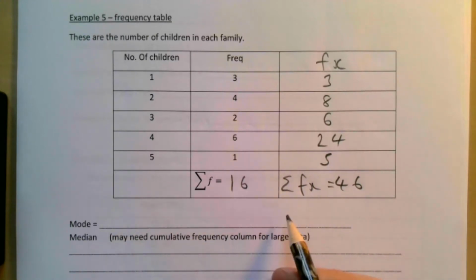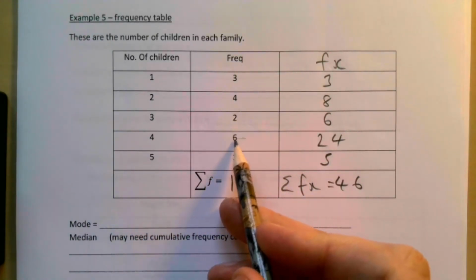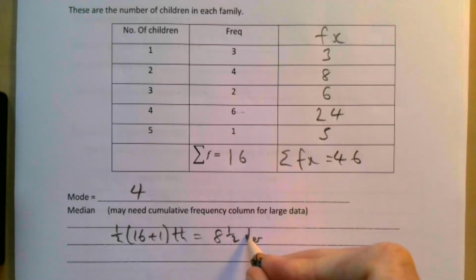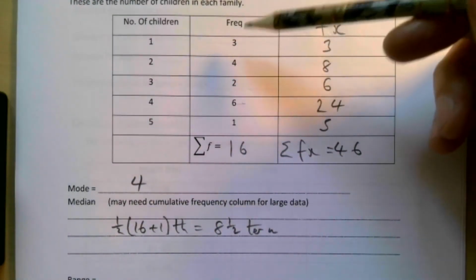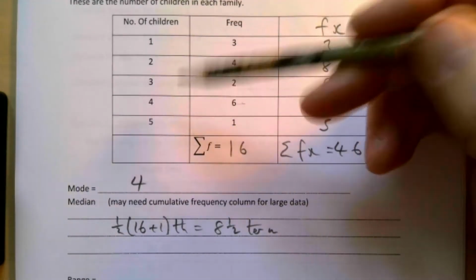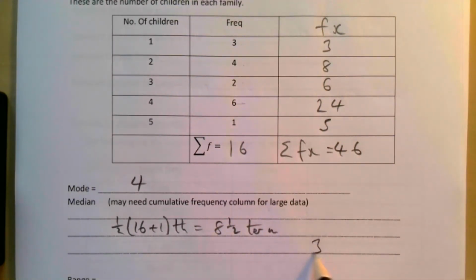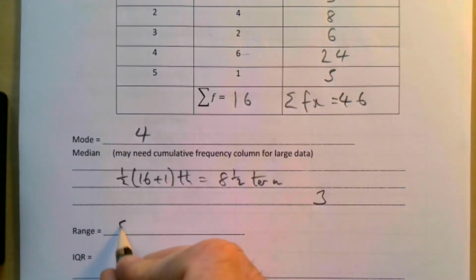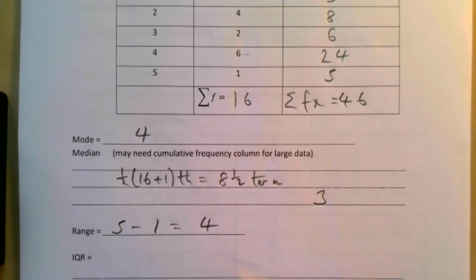The mode then is the most common one, so the one with the highest frequency is going to be 4. The median we can work out: we're looking for the half of 16 plus 1th term, so that's the 8.5th term, and we work our way through here. That takes me to 3, that would take me to 7, then 8 and 9 are going to be 3, so in that case the median is 3. Our range, nice and straightforward, 5 take away 1 gives us 4.